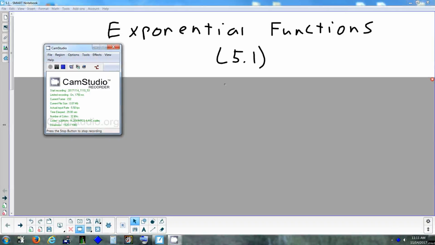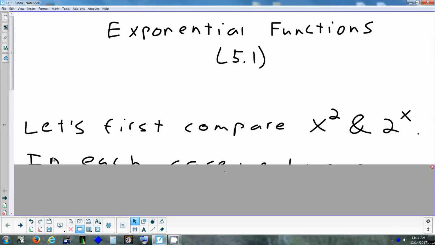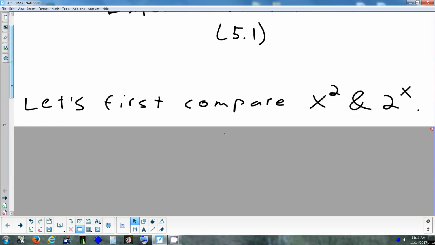Like if you square something, the opposite is square root. If you cube something, cube root. If you have an exponential, the opposite is a logarithm. So that's why we're going to look at these two together this week. Right, so first I just want to compare those two, x to the second and 2 to the x.